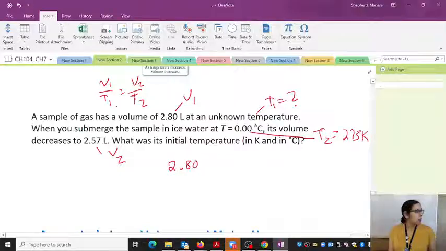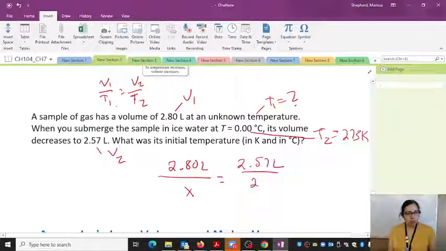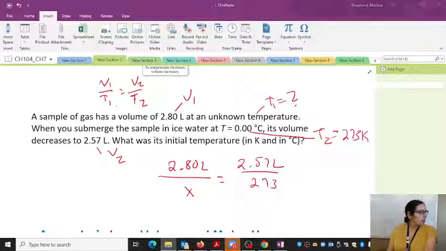So 2.80 liters. And in the chat, just a reminder, you add 273 to your temperature in Celsius to get there. Volume over T1. So trying to solve for T1, it is equal to 2.57 liters over 273. And so what do we all get? Just waiting for chat confirmation.